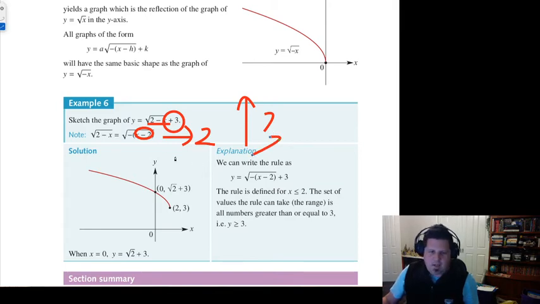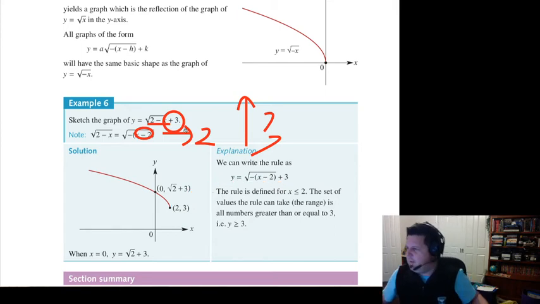Cool. You also need to know that it's obviously the negative or square root negative x version of the graph. So normally they go like that, but this one is reflected in the y-axis. Yep, so it's going to go this way. Yep, so you know the direction it's going to go.